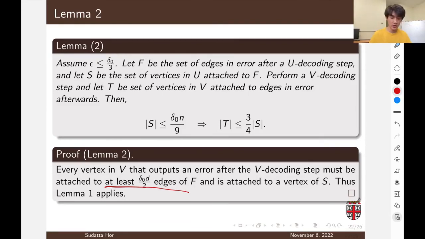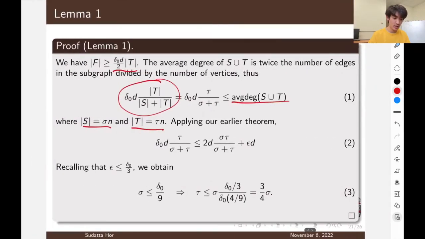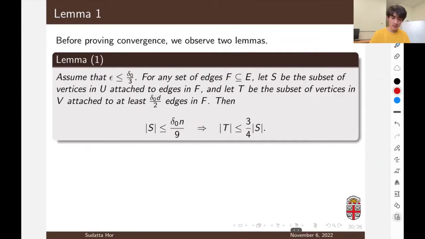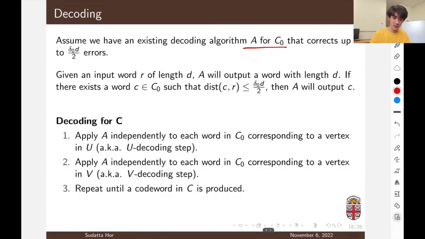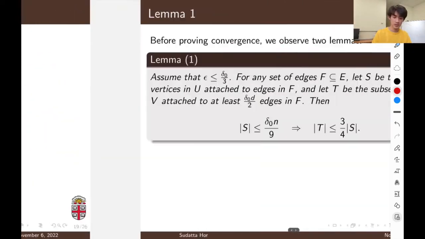And that just goes by definition of delta naught D over 2. That is the minimum distance of our C naught code. So delta naught D is our minimum distance. And then we can correct up to delta naught D over 2.